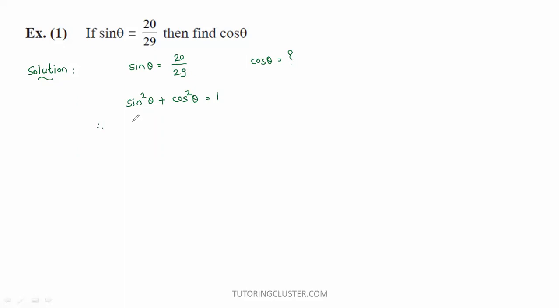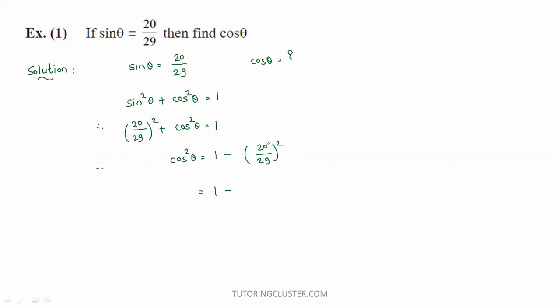Therefore, sine square theta, so what is sine theta? 20 upon 29, bracket square, plus cos square theta is equal to 1. Therefore, what will be cos square theta? It will be equal to 1 minus (20 upon 29) bracket square, which is equal to 1 minus, what is the square of 20? 400 divided by, what is the square of 29? If you know, it is well and good. If you do not know, please do the calculation. 29 into 29. If you do that calculation, you will get 841.